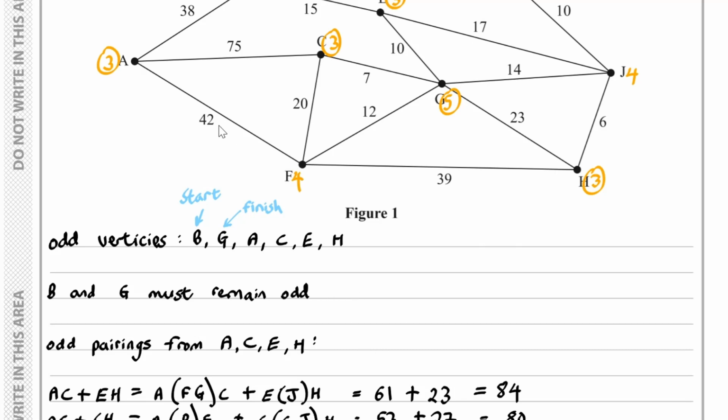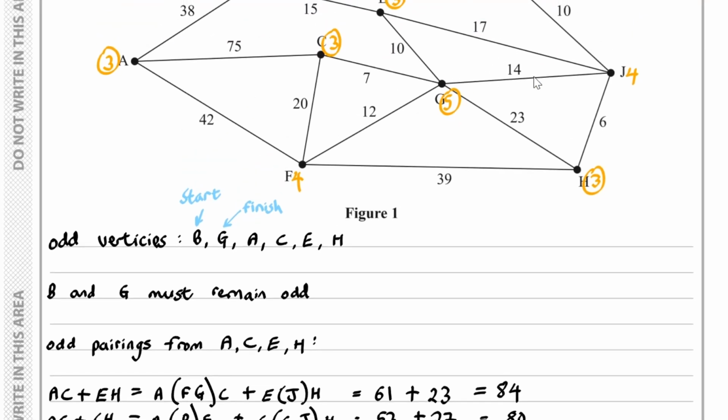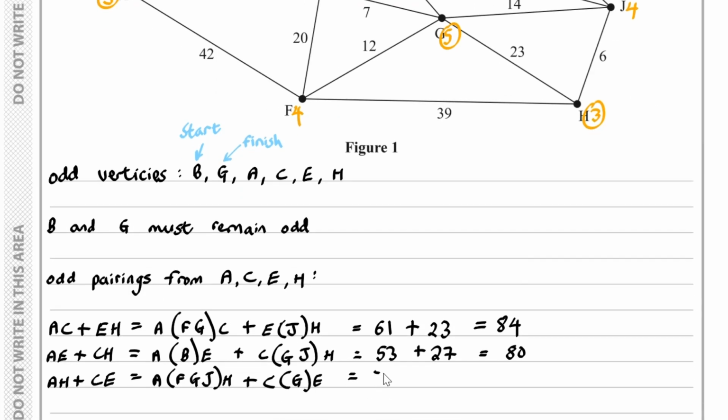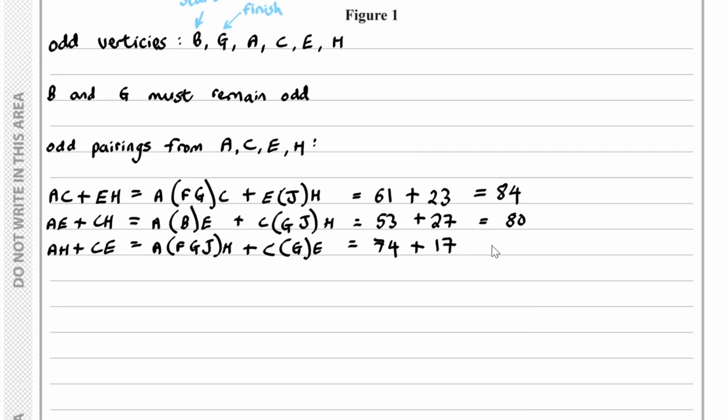And then A to H, 42 plus FG, which is 12, plus the 14, and then plus the 6, that's 74. And then CGE, so we have 10 plus the 7, which is 17. And adding these together, we get 91. Okay? And what you'd find over here then is here we have the smallest value, and therefore we'd have to repeat AB, BE, CG, GJ, and JH. Okay?